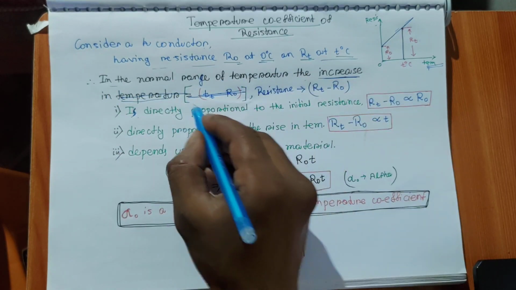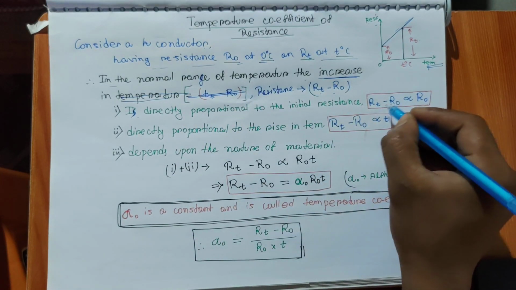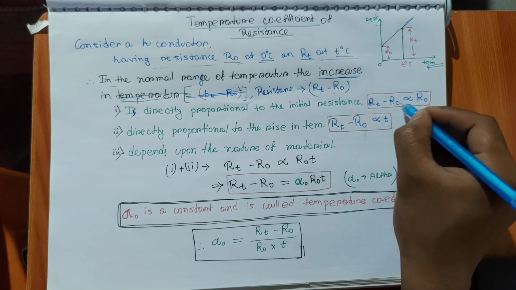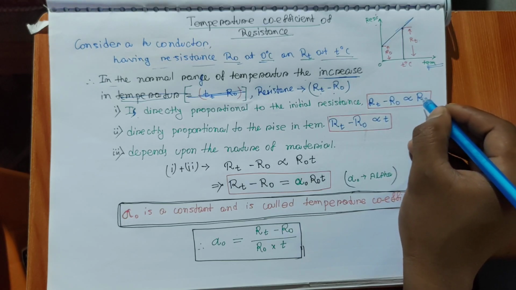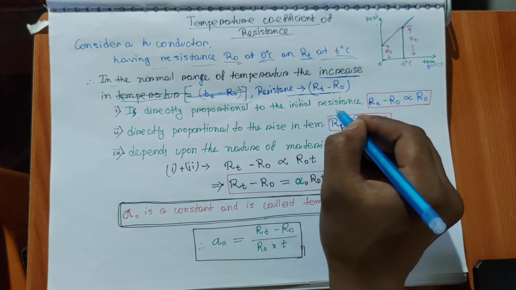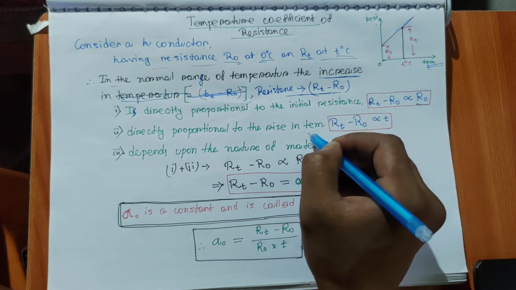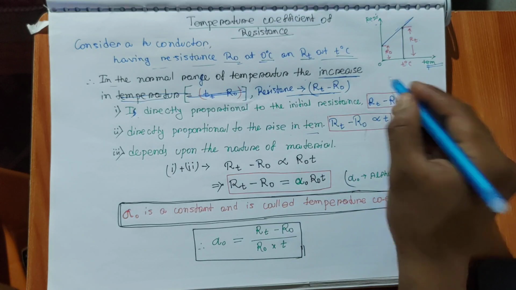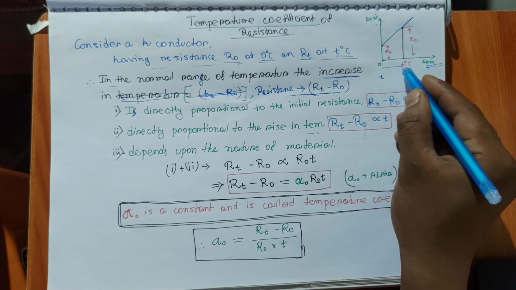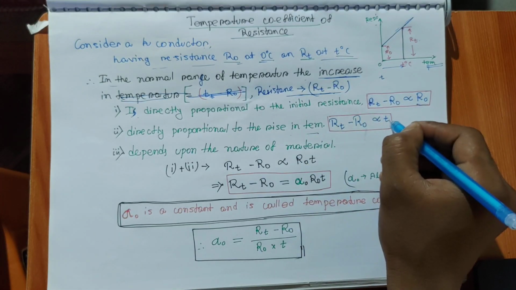This increase in resistance, RT minus R0, is directly proportional to the initial resistance R0, and directly proportional to the rise in temperature. The rise in temperature, what? T. Here, from here to here, T. So RT minus R0 is directly proportional to T.